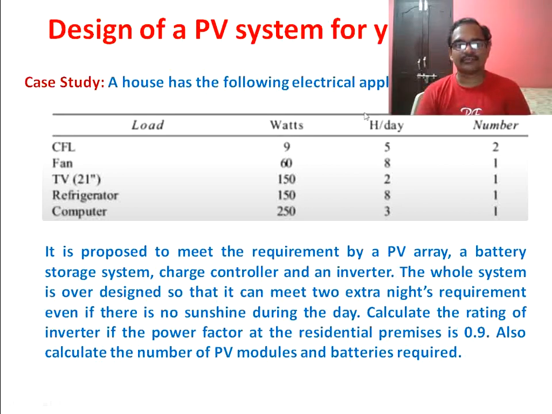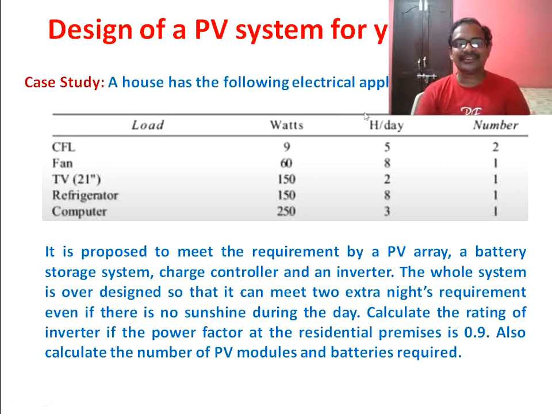There is a refrigerator of 150 watts, and number of hours of working is 8 hours per day, and the number of refrigerators is 1. And there is one computer of 250 watts, and it will be working 3 hours per day. This is the load of the house for which we need to design a solar PV system. It is proposed to meet the requirement by a PV array, a battery, a charge controller, and an inverter. They wanted 4 equipments in their system, that is PV array, battery storage system, then charge controller, then inverter.